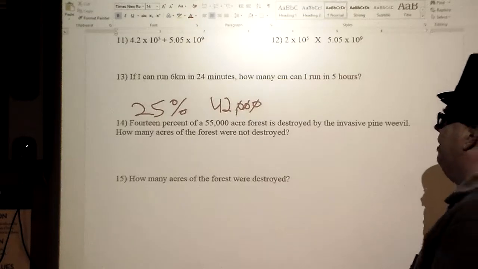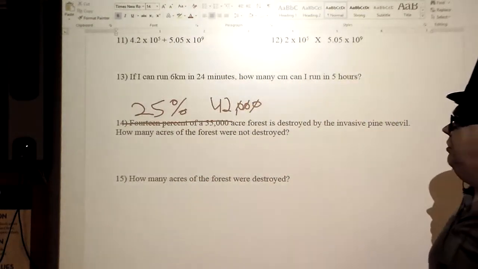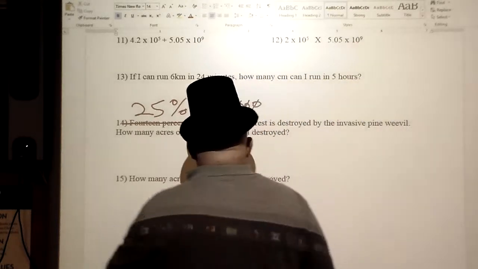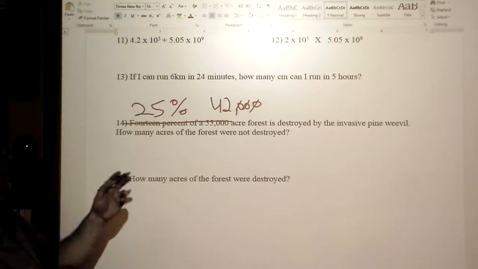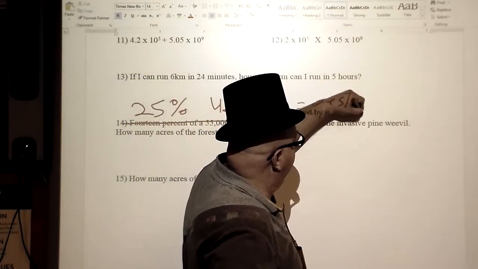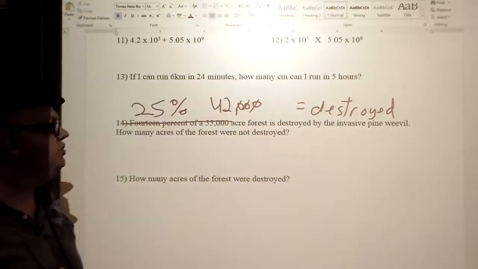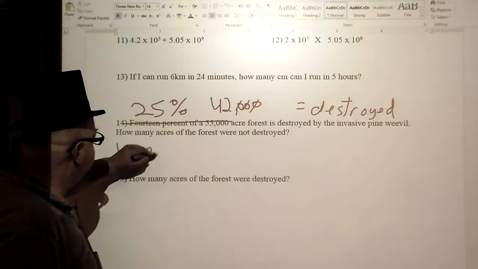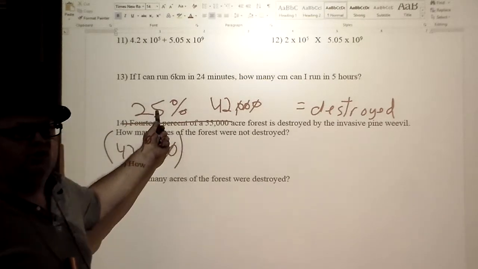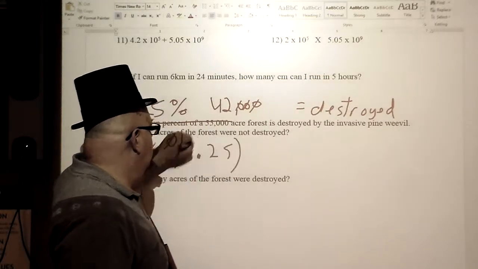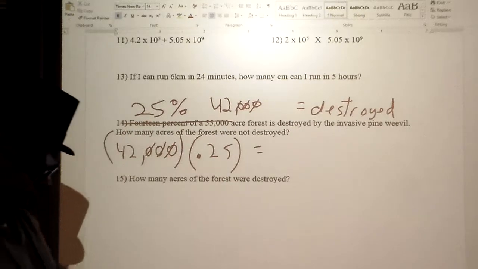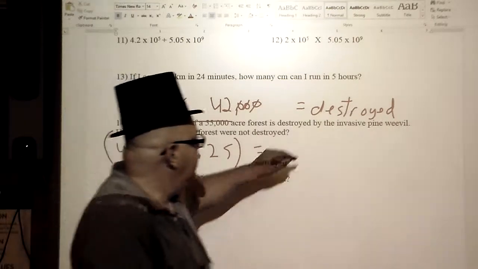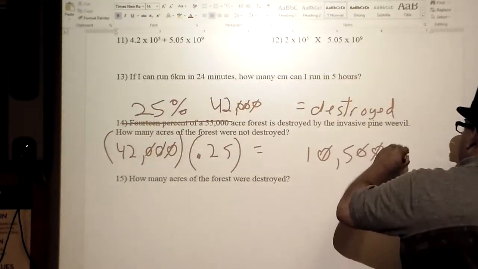This is not too bad. It's a long day, what can I say? It's kind of getting late, but I'm here. So 25% of 42,000 is telling us how many acres are destroyed. That's just telling us what's destroyed. So in this case, you know the answer is less than 42,000. Remember, we can change this to a decimal very easily. It's 0.25, or you could look at that as a quarter of 42,000. So 42,000 times 0.25 equals 10,500 acres destroyed.